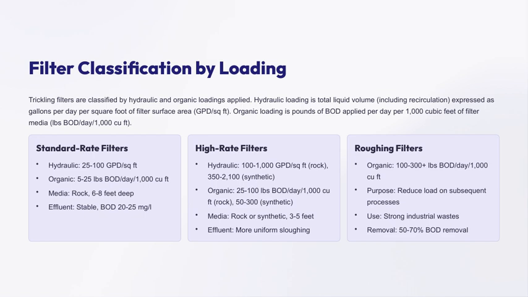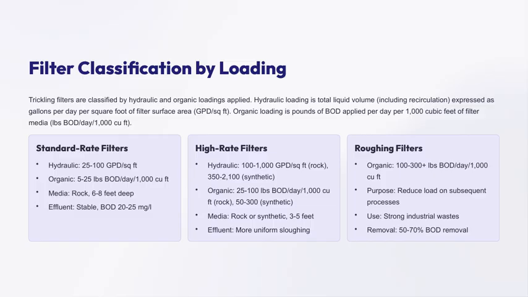Next, we have high-rate filters, which are designed for higher loads. They can handle hydraulic loadings ranging from 100 to 1,000 GPD per square foot when using rock media, and even higher with synthetic media, up to 2,100 GPD per square foot. Organic loads are also higher, ranging from 25 to 100 pounds BOD per day per 1,000 cubic feet for rock media, and 50 to 300 pounds for synthetic media. These filters typically use rock or synthetic media that are about 3 to 5 feet deep, and they tend to produce more uniform sloughing of the biomass.